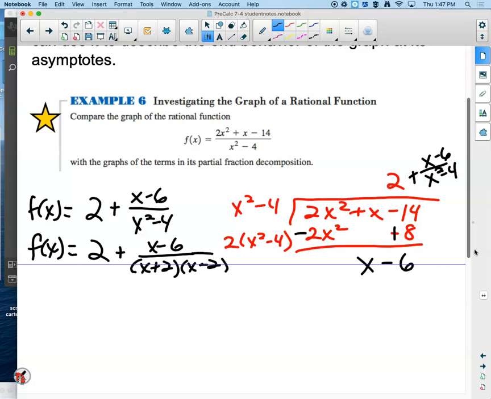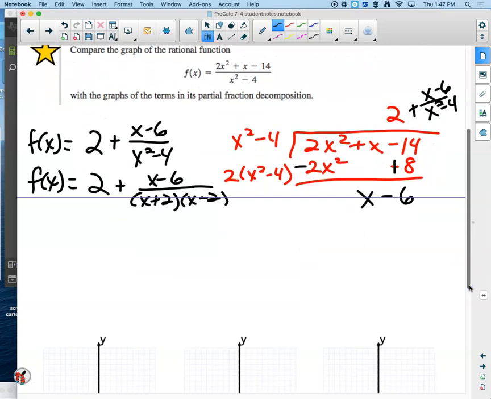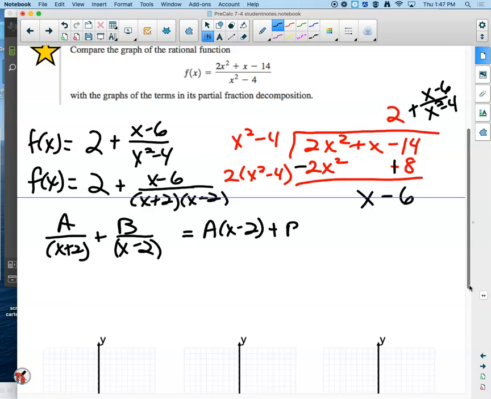So we factor that. And we know we're going to have this 2 in here, but our job is to figure out how to get the partial fraction decomposition for x minus 6 over x plus 2 times x minus 2. So that's going to be A over the quantity x plus 2 plus B over the quantity x minus 2. And our first little fraction is going to need the x minus 2. Our second one will need the x plus 2. And we're going to get a little 2 by 2 here.